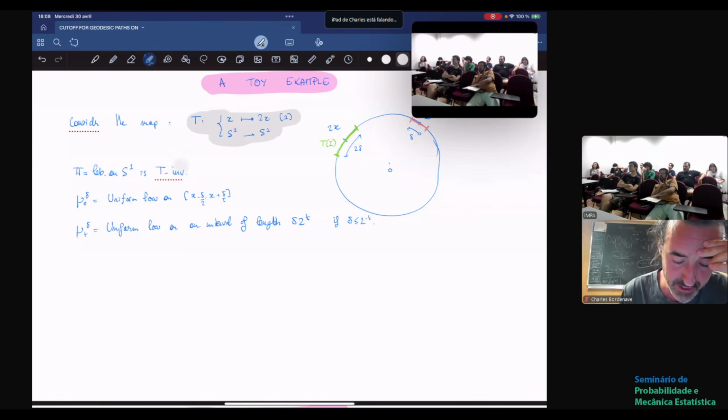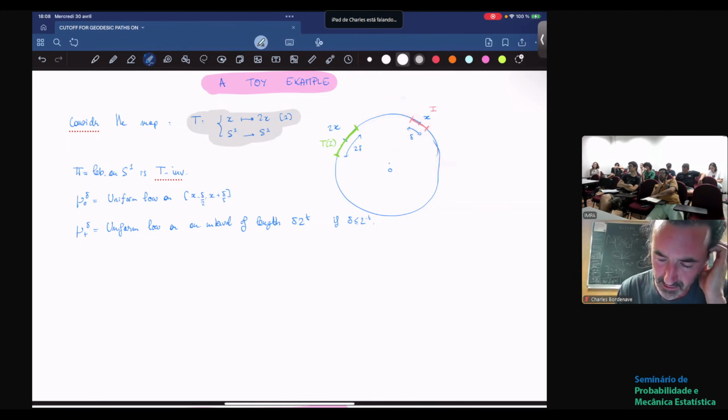So you equip this space, so assume that the length of the circle is of length 1. You equip it with the Lebesgue measure. So the Lebesgue measure on this circle, and the Lebesgue measure is invariant by this map, right?